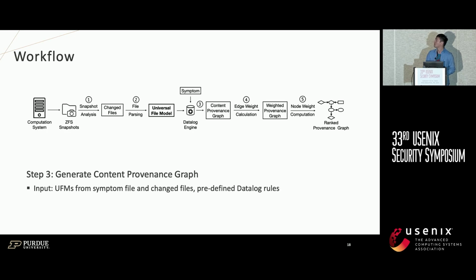So after we parse all these files into this forensics-aware format, the next part is that we want to generate the provenance graphs. In this case, the inputs are the universal file models from both the symptom files and the changed files between different file system snapshots. And we have predefined a set of Datalog rules. And the Datalog engine takes all this input and will generate the final content provenance graph.